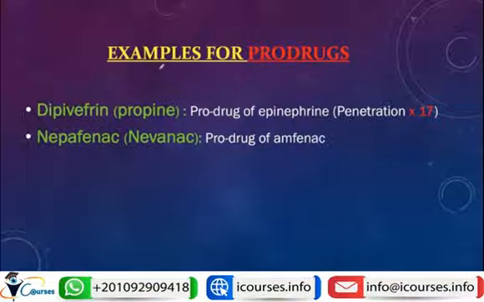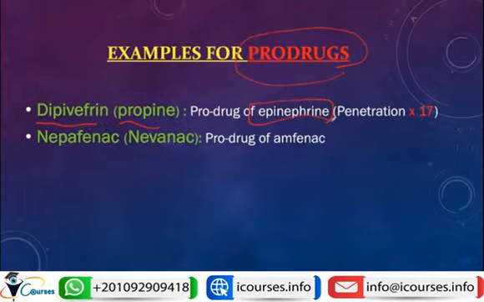So based on the bioavailability concept, there are some drugs that can be administered as prodrugs. Prodrugs are inactive forms that are activated inside the body. For example, dipivefrin, or Propine, is a prodrug of epinephrine or adrenaline, because it has better penetration. It is about 17 times better penetration than epinephrine.